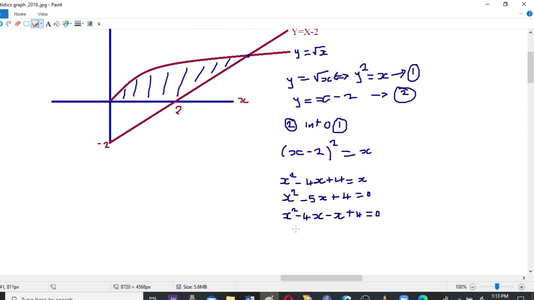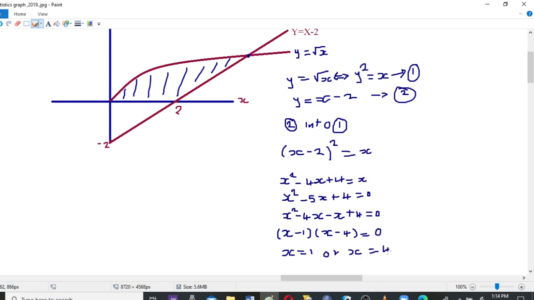Okay, so if we factorize here, we are going to get x minus 1 and x minus 4 is equal to 0. Now solving this one, we are going to get x is equal to 1, or x is equal to 4.